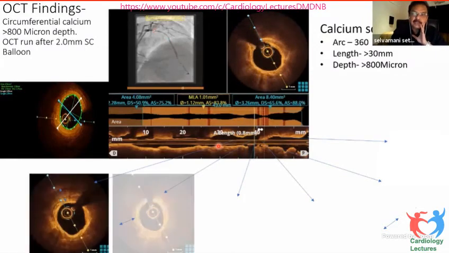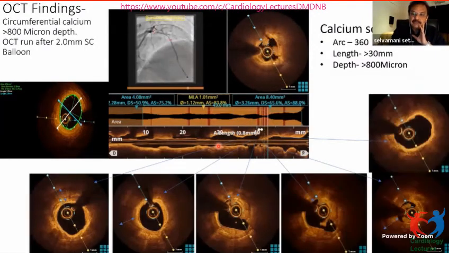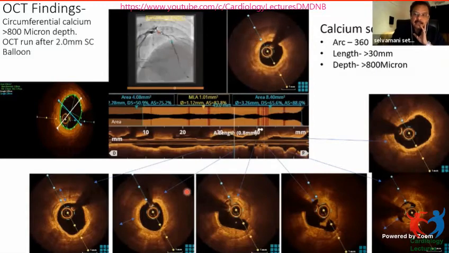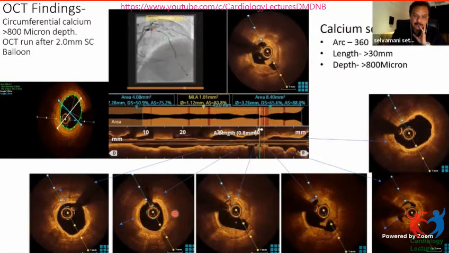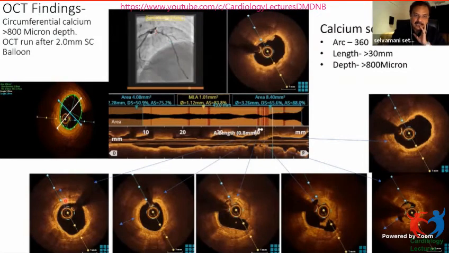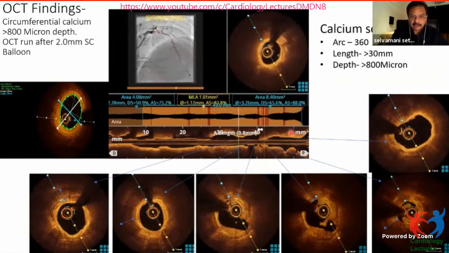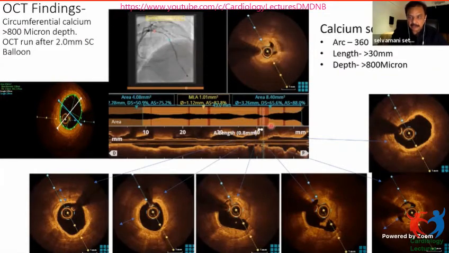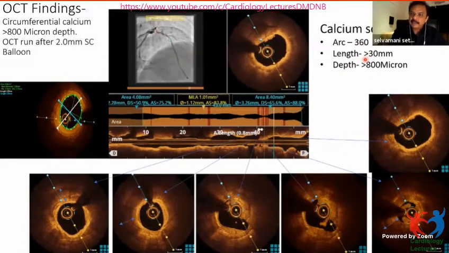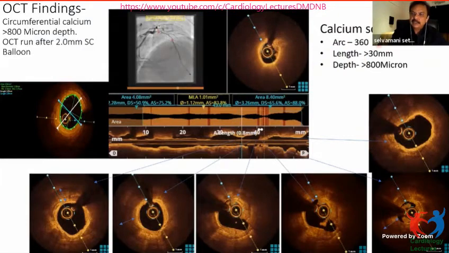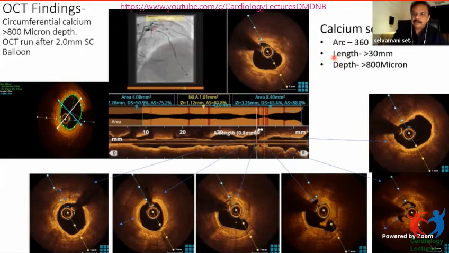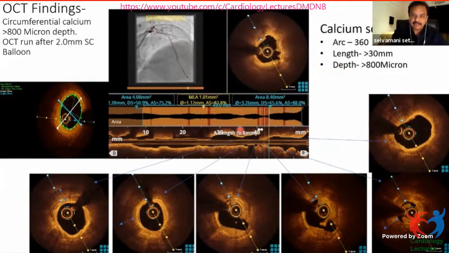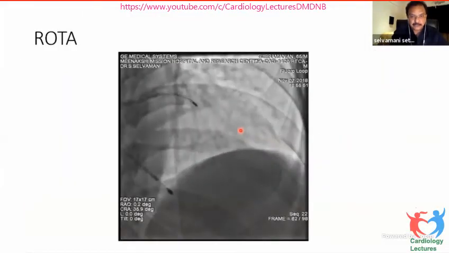So look at this patient here. Now, this was the finding here. Look at this 360-degree arc of calcium in this patient. The thickness of calcium is somewhere around 800 microns. And look at the length of the calcium. It's more than 30 millimeters. So the calcium score is 4, and it's a very severely calcified lesion.